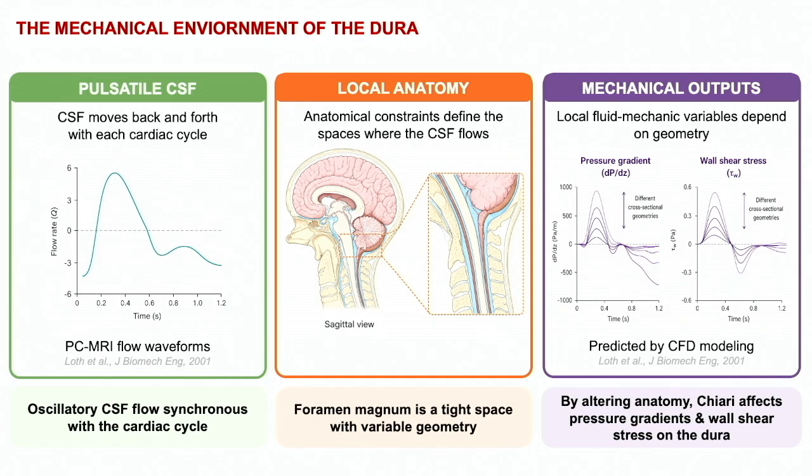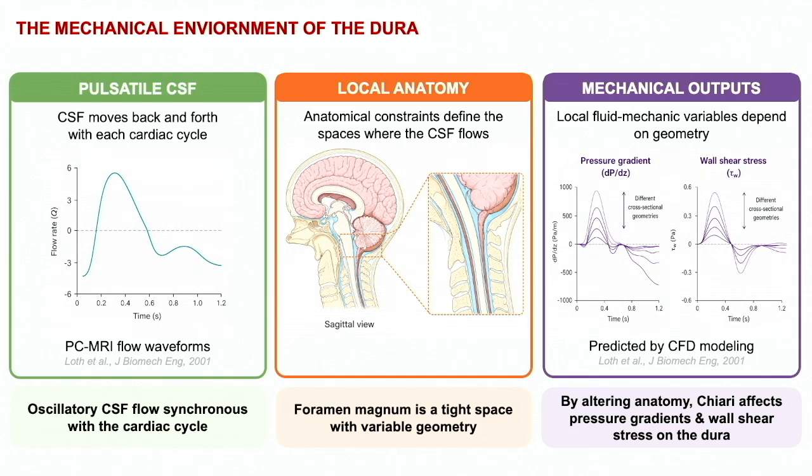So Frank taught me that CSF does not simply flow in one direction, it moves back and forth with every cardiac cycle, and we have seen it with Dr. Oshinsky's presentation this morning. Dynamic modeling of the spinal canal has shown that this pulsatile motion generates pressure gradients and shear stresses, and that these forces depend very strongly on local anatomy. And of course, this matters the most where the skull meets the spine.